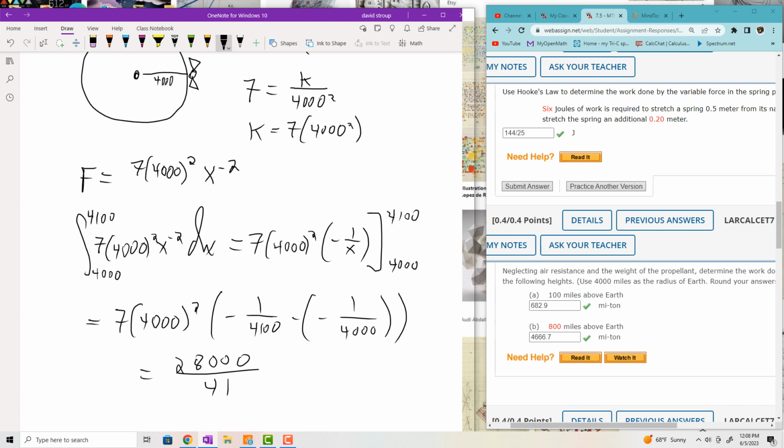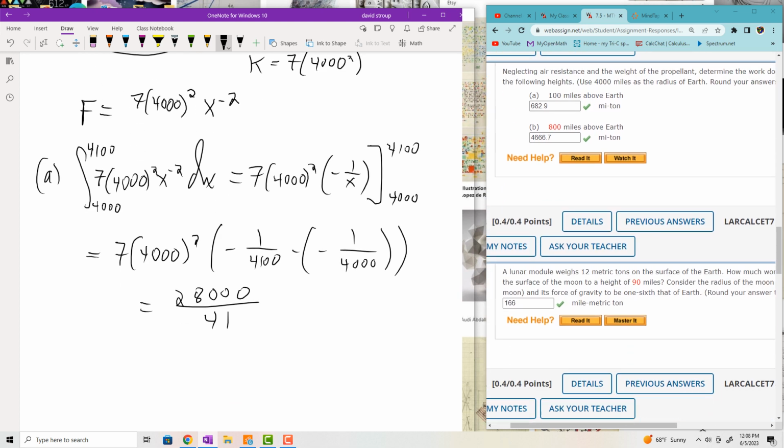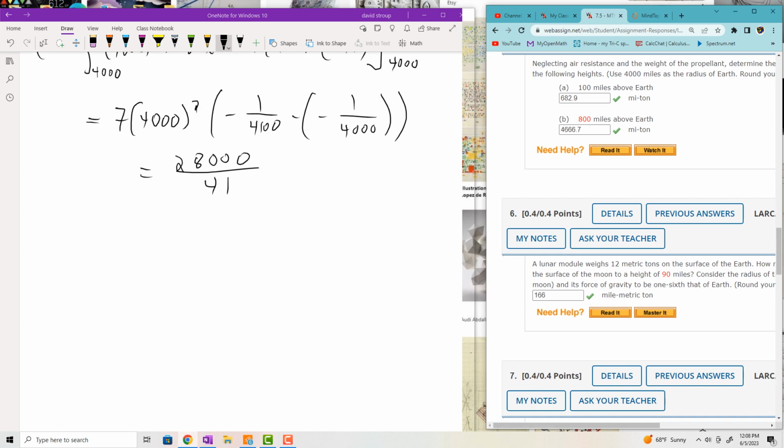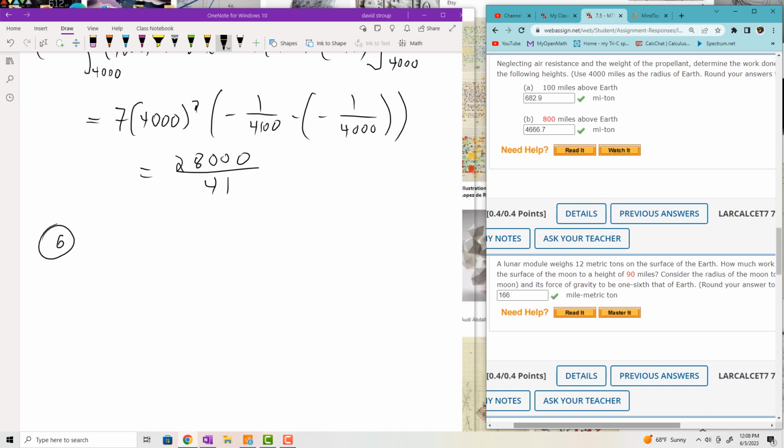Part B is almost the same thing. This is part A. The only difference with part B is you're traveling from 4,000 to 4,800. Okay. Problem 6 is a little bit different because now you're on the moon, so there are some unit issues. Maybe you have to recompute the gravity, the K value, for this new setting.